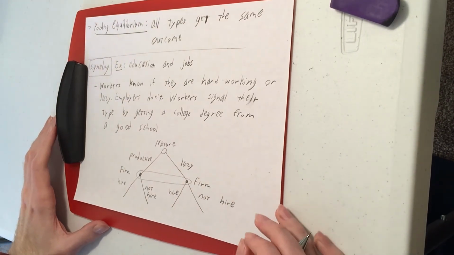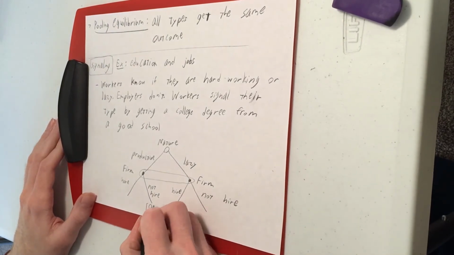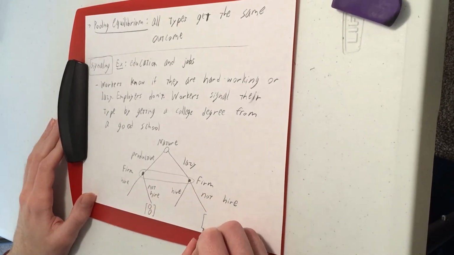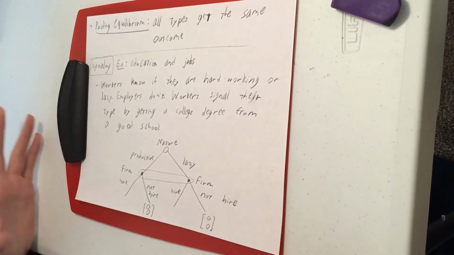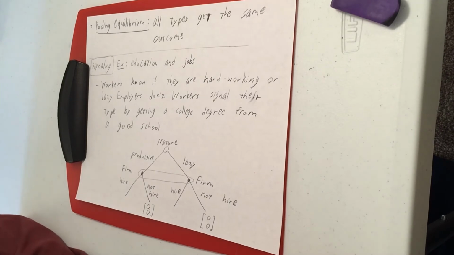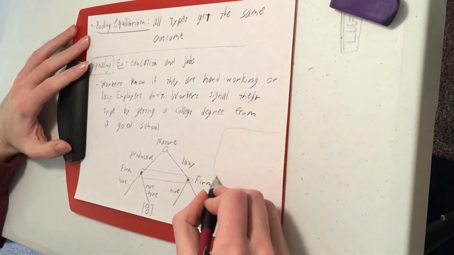Payoffs: let's say if the worker does not get hired, that's always going to be 0, 0, so no change. You don't get the job and they don't employ you. Let's put the firm's payoffs on top and the worker's on the bottom.